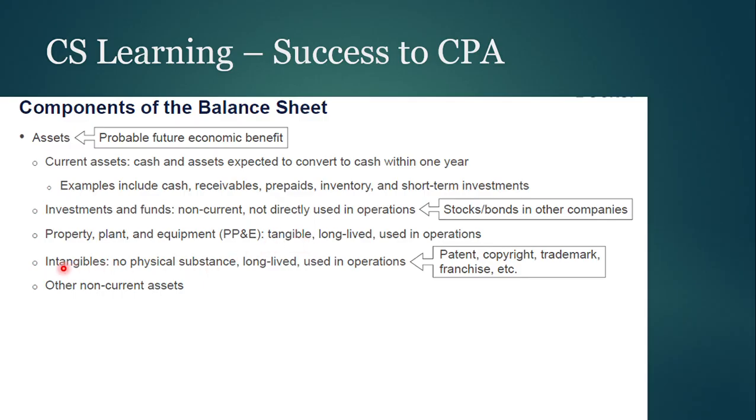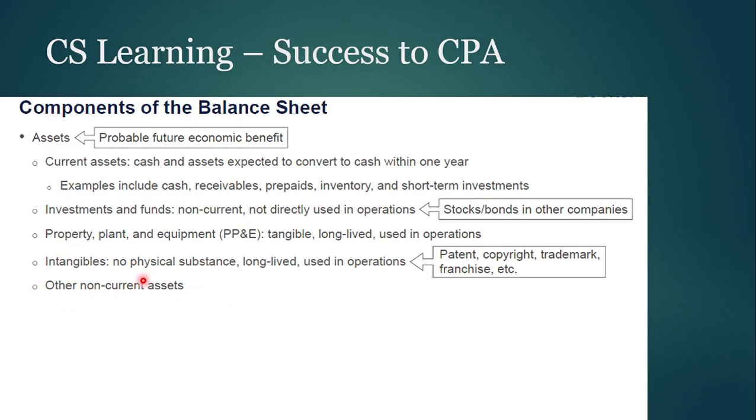The next is intangible: no physical substance, long-term life, used in operation. Basically it includes patent, copyright, trademark, and the other example that I gave you about the software. All of this is called intangible. The next is the other non-current assets.